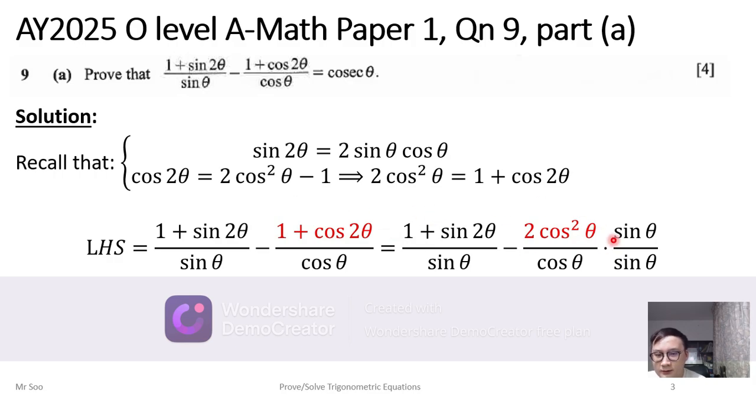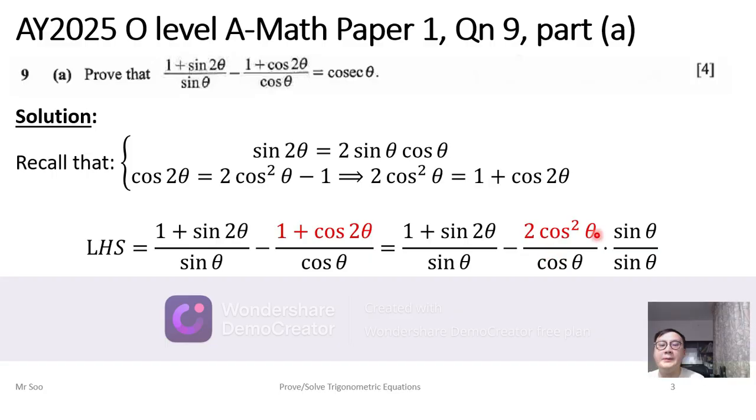Then you realize that cosine squared theta over cosine theta is like your algebra, right? Cosine squared x divided by cosine x is cosine x, or 2x squared divided by x, which is 2x, correct? If you let x be cosine theta, 2x squared over x is 2x. Then you will see that this term only has 2 cosine theta, subtracted from 1 plus sine 2 theta over sine theta. So basically you have 1 plus sine 2 theta over sine theta minus 2 cosine theta.